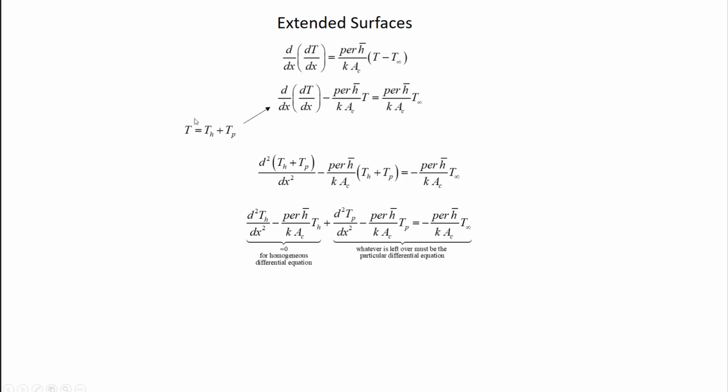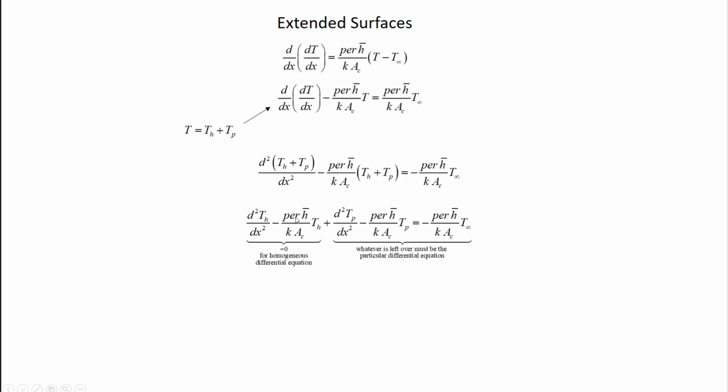So this is just algebra, right? I'm just going to take this idea and substitute it in here every place I see a T. So that's what I did here and here. And here I get some stuff related to T_h and some stuff related to T_p. And I have to remember the idea here is that T_h is the solution to a homogeneous differential equation. So if this is the stuff related to T_h, that has to equal 0, right, in order for me to have a homogeneous differential equation for h.